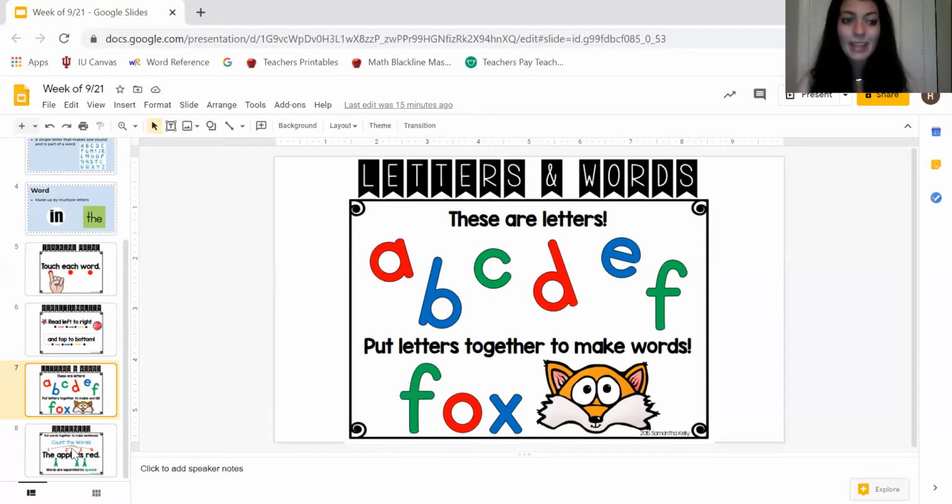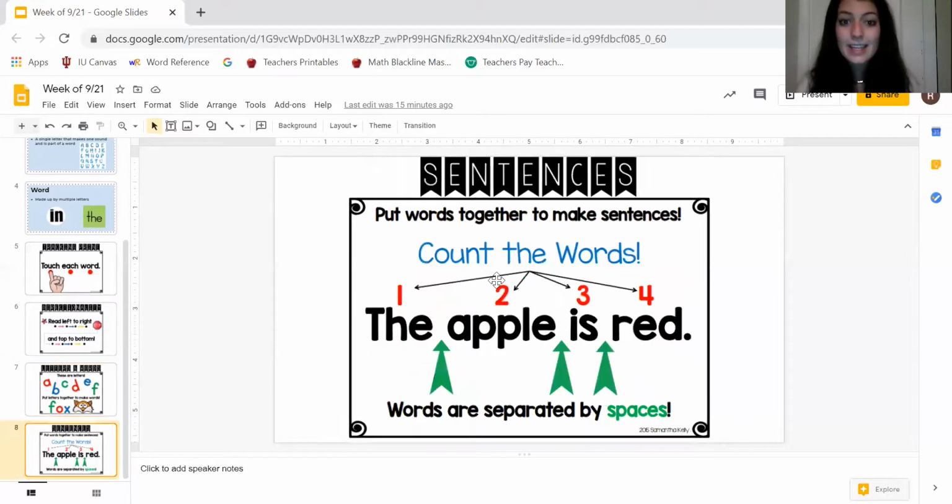Awesome. And our last poster for today is that when we put words together, we can make sentences. The apple is red. These 4 words are put together with spaces between each word to make a sentence. Awesome. So scholars, now that we've looked at what we can do today and what our vocab words are and our helpful posters, we're going to go ahead and start reading.